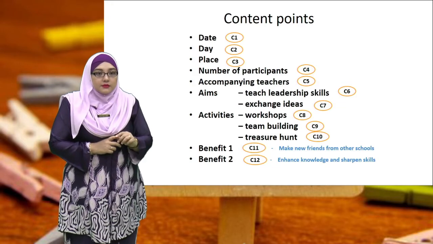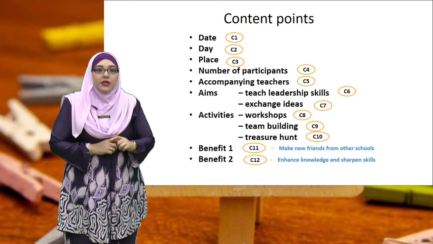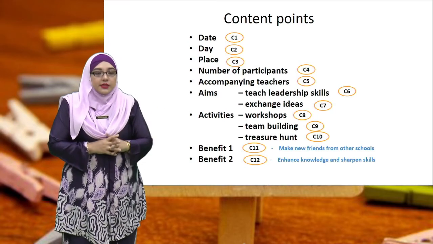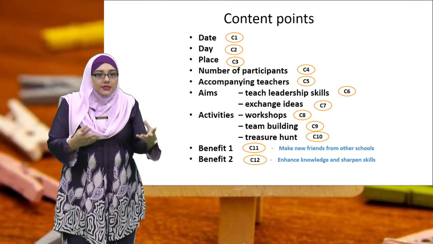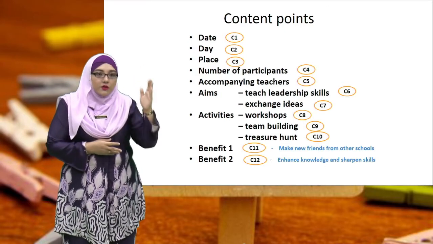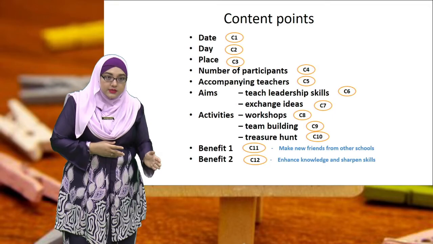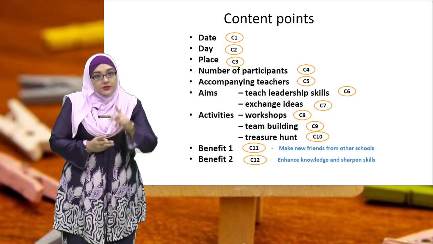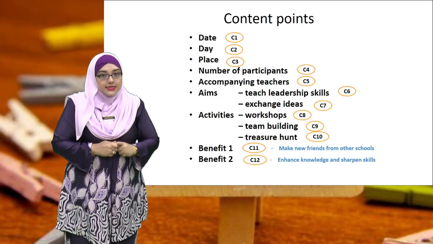So benefit 1, C11. Okay, for example, make new friends from other schools. And benefit 2, this is the last content point, C12. Enhance knowledge and sharpen skills. Okay, so when you have all 12 content points, now you are ready to write the report. All right, so let's take a look at the sample essay.